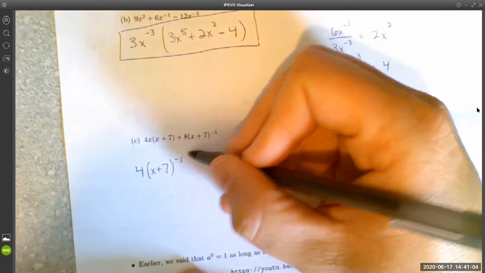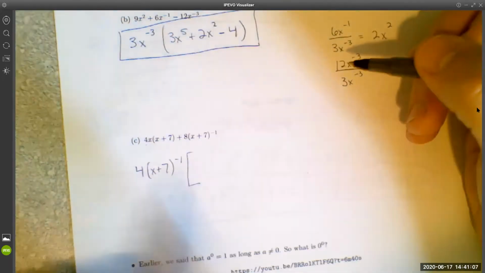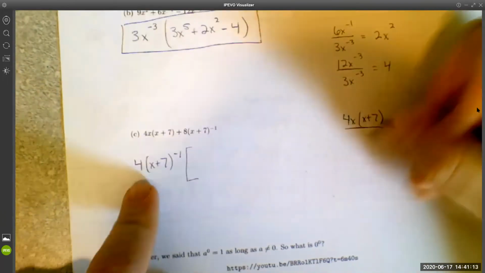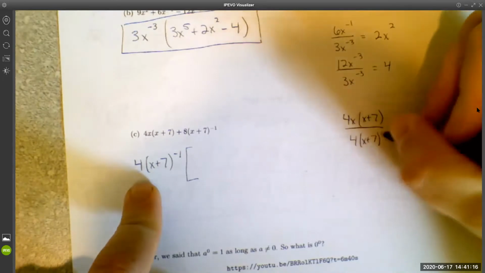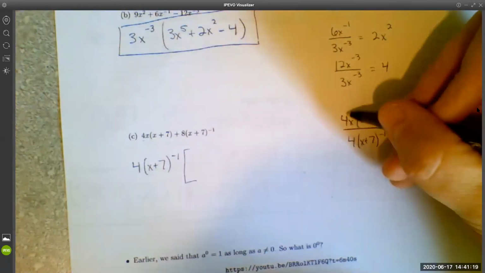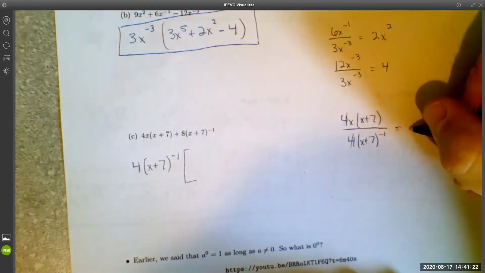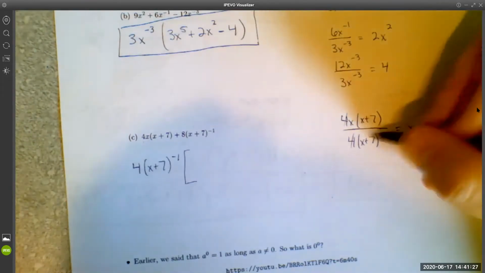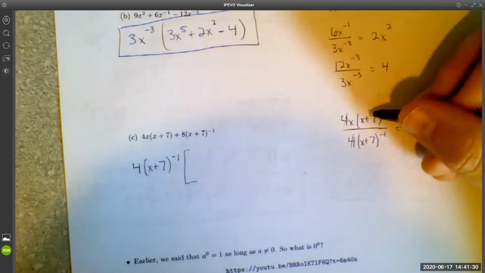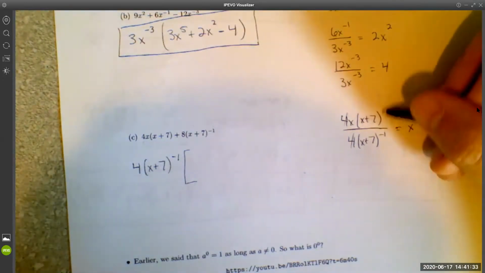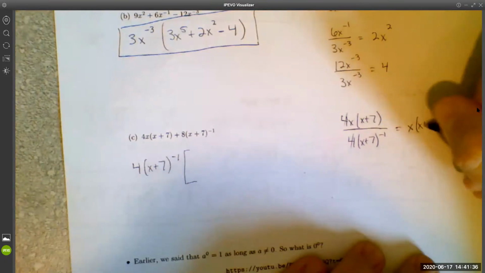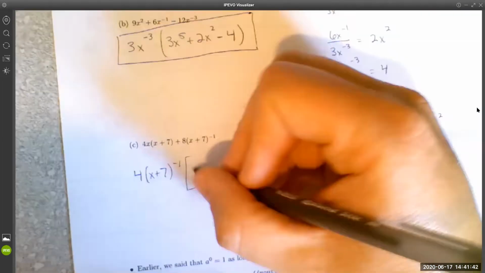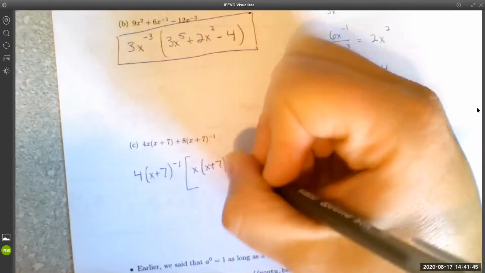Now to see what we have left over, we're going to take 4x times x plus 7, and we're going to divide it by 4 times x plus 7 to the negative 1. What do we get? Well, the 4's cancel. I'm left with an x to the first power, and then I'm left with x plus 7 to the first divided by x plus 7 to the negative 1. So that's going to be x plus 7 to the 1 minus negative 1. That's 1 plus 1. So that's x plus 7 to the positive 2, right? That's x plus 7 squared. So I've got x times x plus 7 squared left over there.